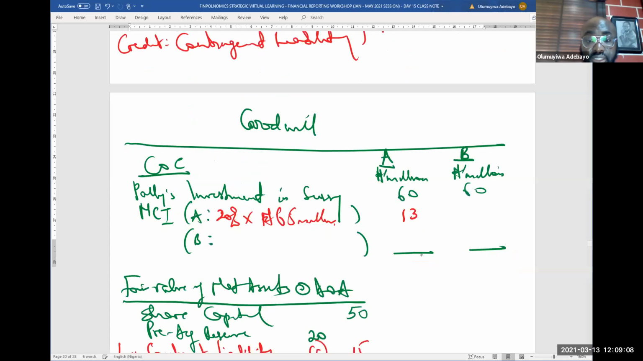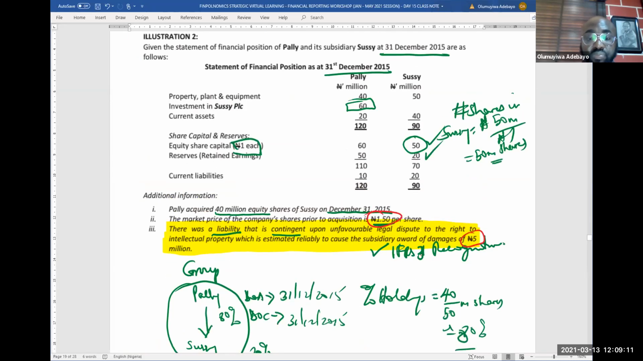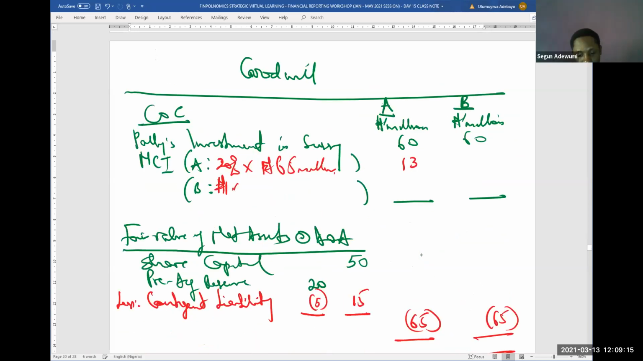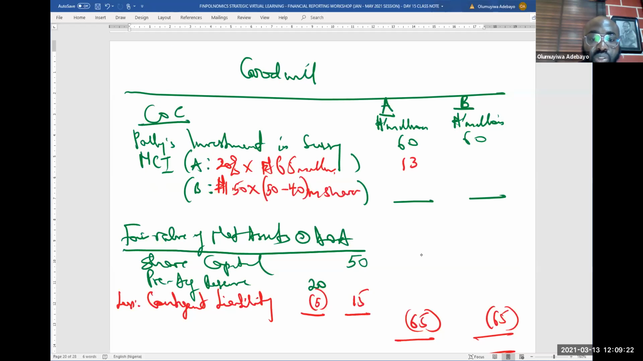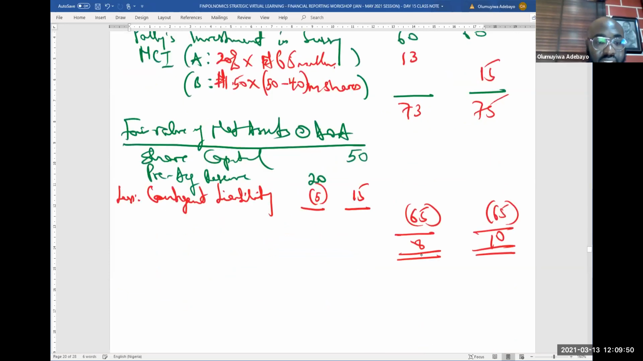And the second one says share price is £1.50. Out of 50 million shares, 40 million went to the parent. That means 10 million to the NCI. 10 million times 1.5 is 15. That gives me 73 and 75. 75 minus 65 is 10, and this is 8. Okay, that's our goodwill. As you all know, this is partial, and this is full.